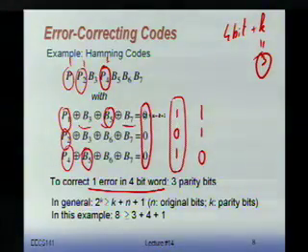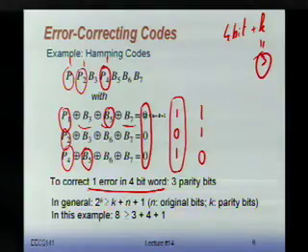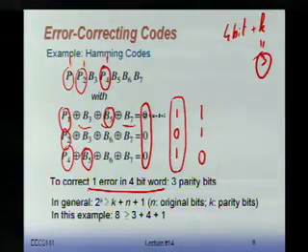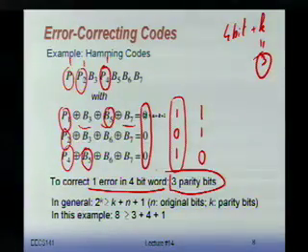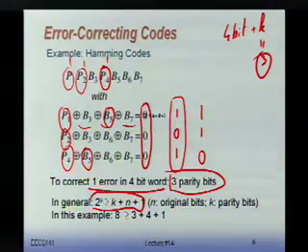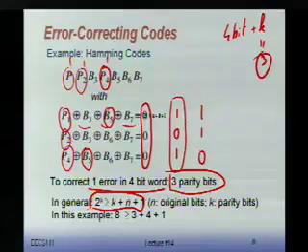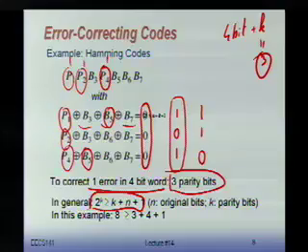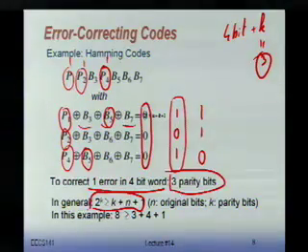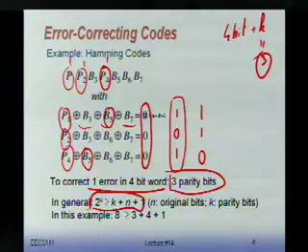Now, as I said, to correct one error in 4 bits, what this example shows, you need 3 parity bits. Now, how do I know this? Well, there actually is an equation. The equation says that for Hamming codes to work, to correct one error, you have to obey the following equation: 2 to the k has to be larger than k plus n plus 1, where n is the original number of bits, in our case 64, and k is the number of parity bits. So k has to be chosen in such a way that it meets this equation.